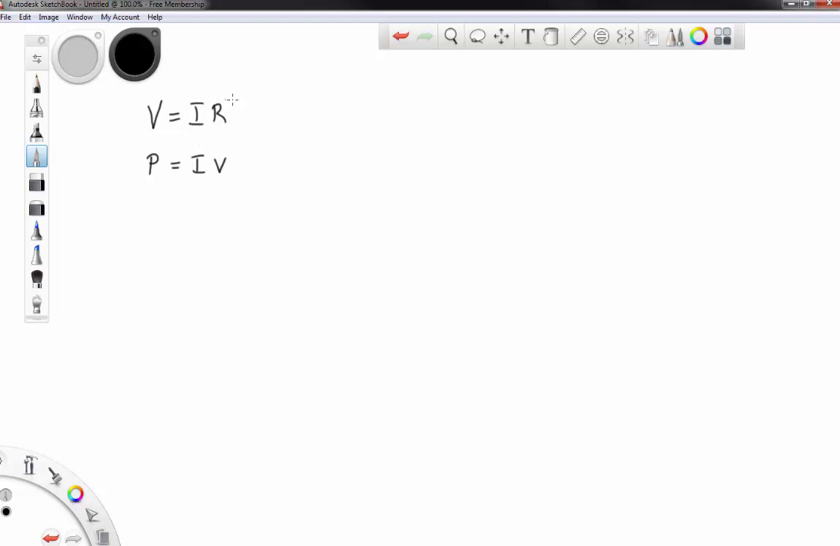So we want to figure out, how does power relate to resistance? One way of doing that is to solve this for I and then plug in here where there's an I. This one right here is saying that I times R is equal to V. So that means that I is equal to V over R. Now we can plug it in down here. This is now saying that P is equal to V over R times V. So that's V squared over R.